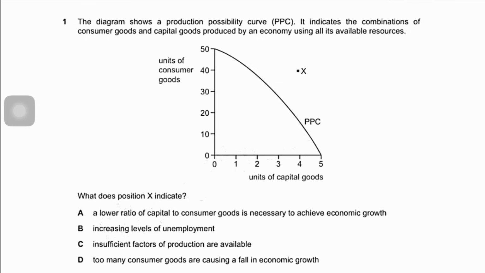So now X is a point that is lying outside the production possibility boundary. It lies outside the economy's maximum productive capacity, right? And hence it follows that any point outside the production possibility curve is unattainable simply due to the basic economic problem of scarcity. That is, we do not have sufficient factors of production. So the correct answer for this should be C. That is, insufficient factors of production are available, and that's what makes this point unattainable, right?